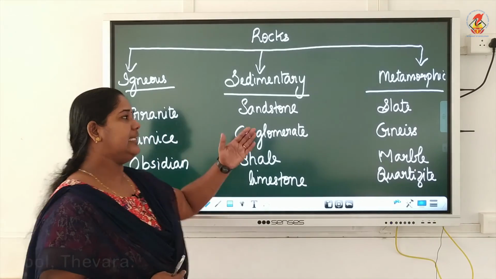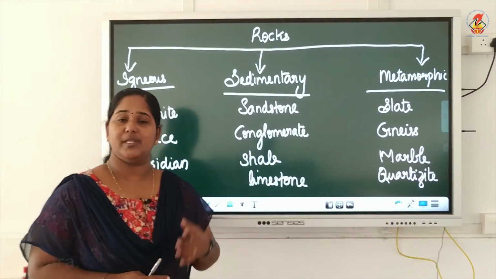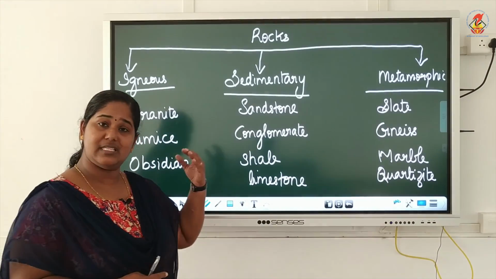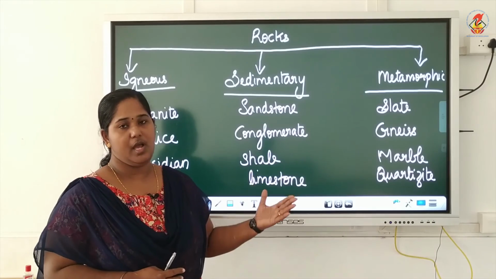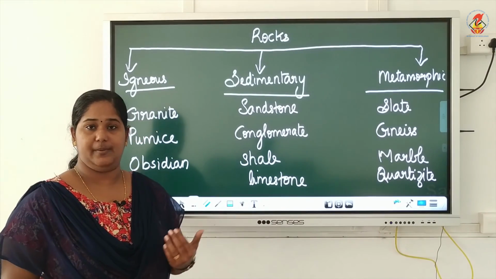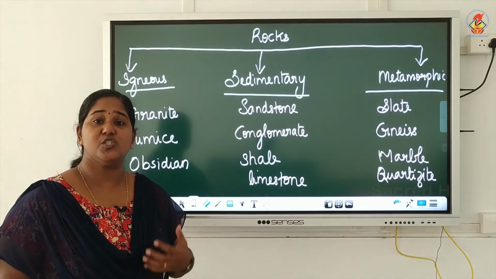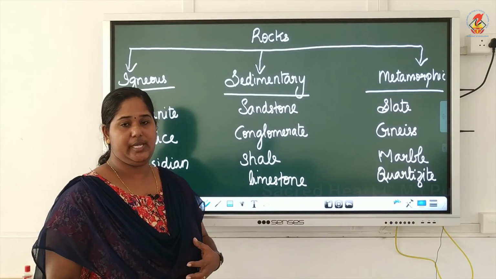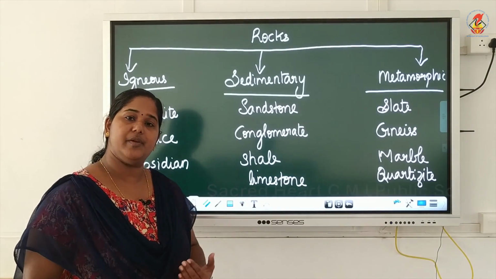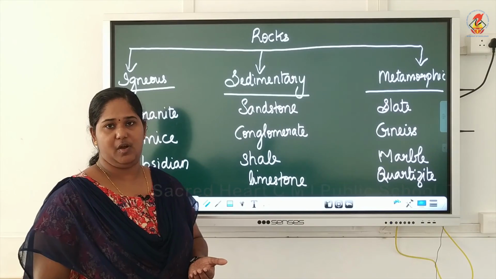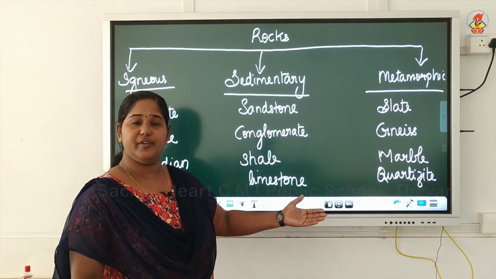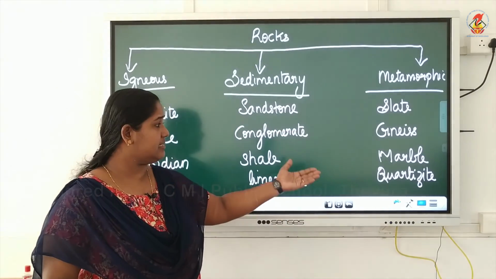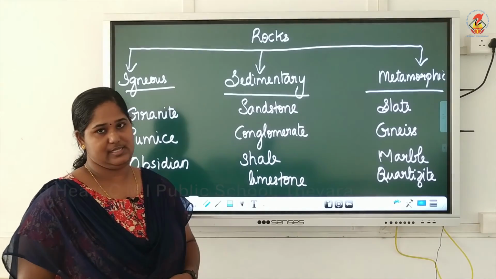Okay. Third type of rock is metamorphic rock. Metamorphic rock is formed from an existing igneous or sedimentary rock by the process of metamorphism. Metamorphism means change in form due to tons of pressure and heat developed due to it. The existing igneous or sedimentary rock changes into metamorphic rock. And the four types of metamorphic rocks are slate, gneiss, marble and quartzite.